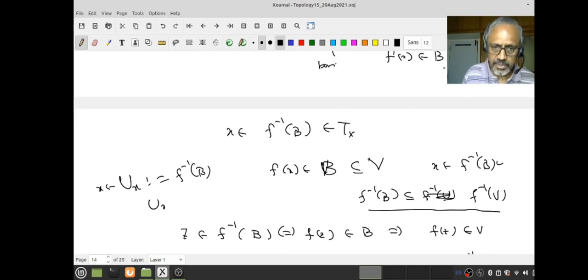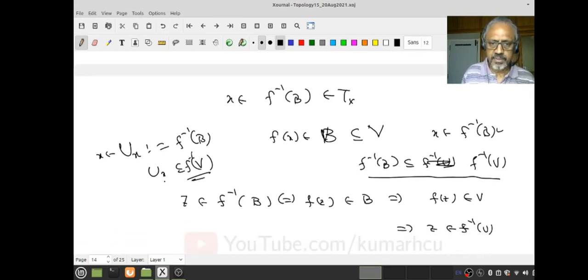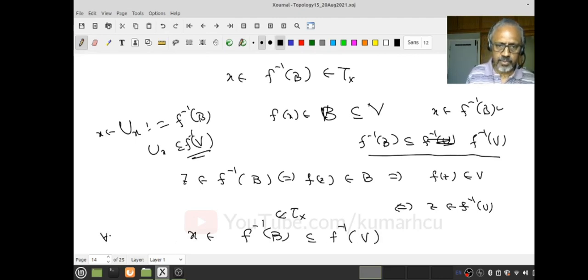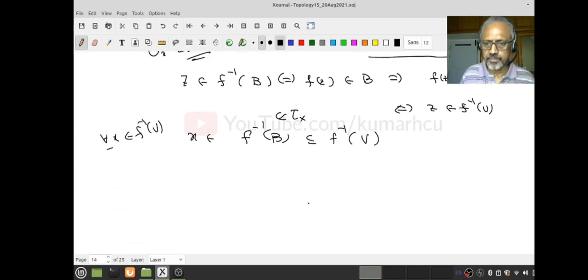Next I have to show Ux is contained in f inverse V. Right? So that's what I'm trying to show. Start with any z in Ux, that is z in f inverse B. That means f(z) is in B. Since B is contained in V, f(z) is in V. That means z is in f inverse V. This is open only. So we have shown that x belongs to f inverse B, which is in tau of X, and that is contained in f inverse of V. And this is true for all x in f inverse V. Therefore I have proved f inverse V is open.